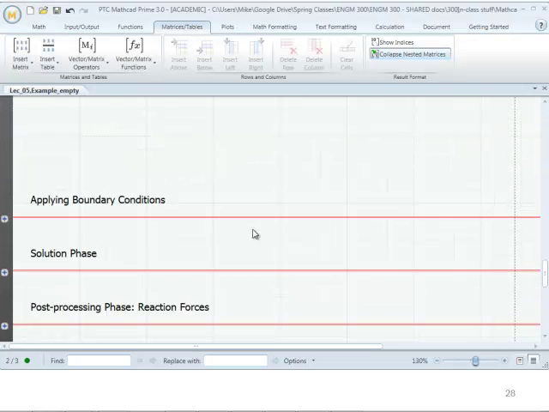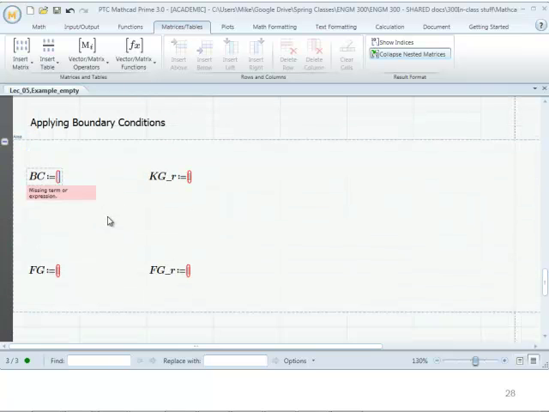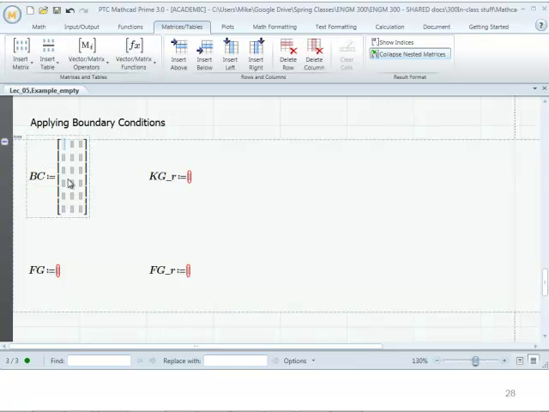All right, so let's scroll down here. We've got to apply boundary conditions. All right, so we have the boundary condition matrix. We only want to keep U2x and U3x, U3y. So let's create our matrix there. It's going to be a 6 by 3. And we've got zeros in the first two rows. 1, 0, 0, 0, 0, 0, 0, 1, 0, 0, 0, 1.